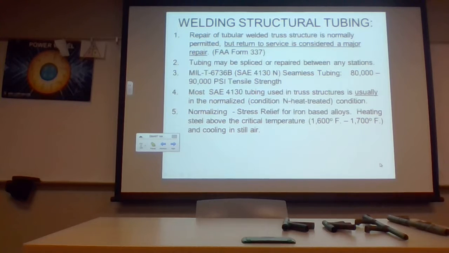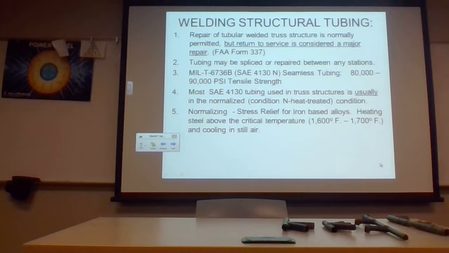Generally, we can repair tubing at any station and location in the aircraft. So if you look at major stations that have been developed in the aircraft by a drawing, any place in the tubing can be repaired either by splicing or by patching.